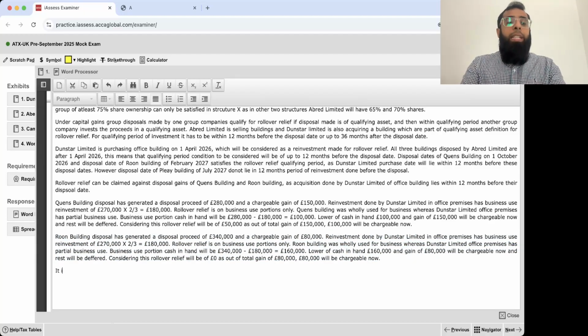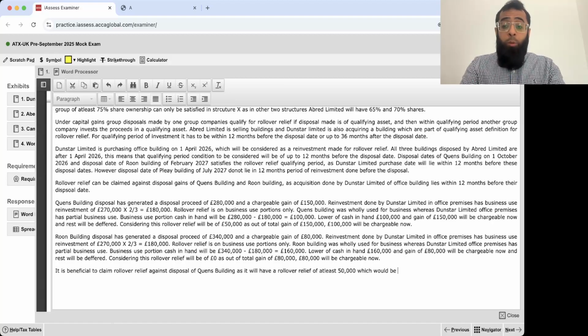Okay. So it is beneficial to claim rollover relief against the disposal of Quinn building, as it will have a rollover relief of at least 50,000 pounds, which would be zero if claimed against Rune building, because in Rune building the whole of the gain is becoming chargeable now.